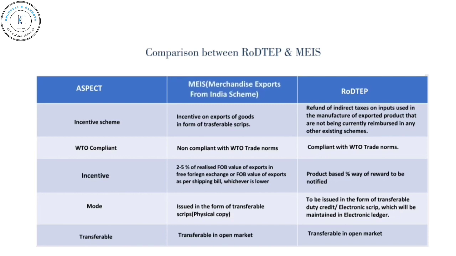Incentive. In MES, 2 to 5% of realized FOB value of exports in free foreign exchange or FOB value of exports as per shipping bill, whichever is lower. In Road TEP, product-based percentage rate of reward to be notified. Mode. In MES, issued in the form of transferable scripts, physical copy. In Road TEP, to be issued in the form of transferable duty credit or electronic script, which will be maintained in electronic ledger. Transferable. In MES, transferable in open market. In Road TEP, transferable in open market.